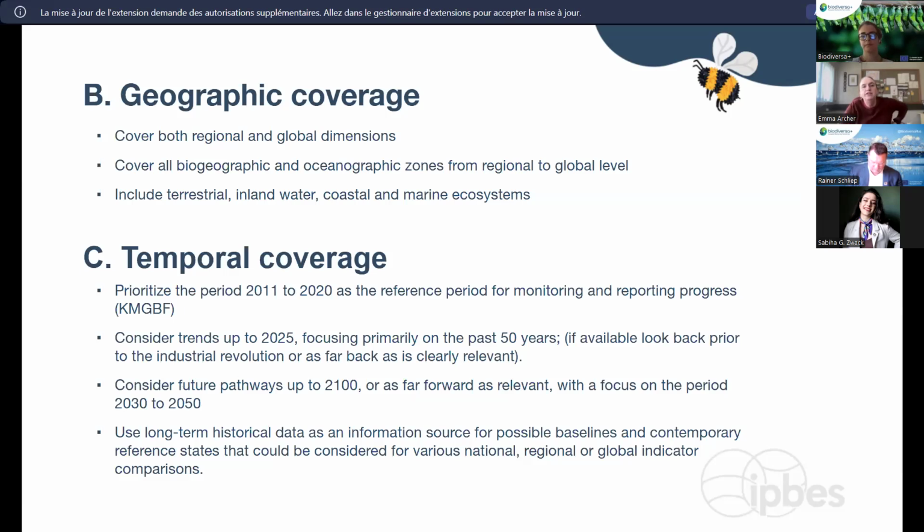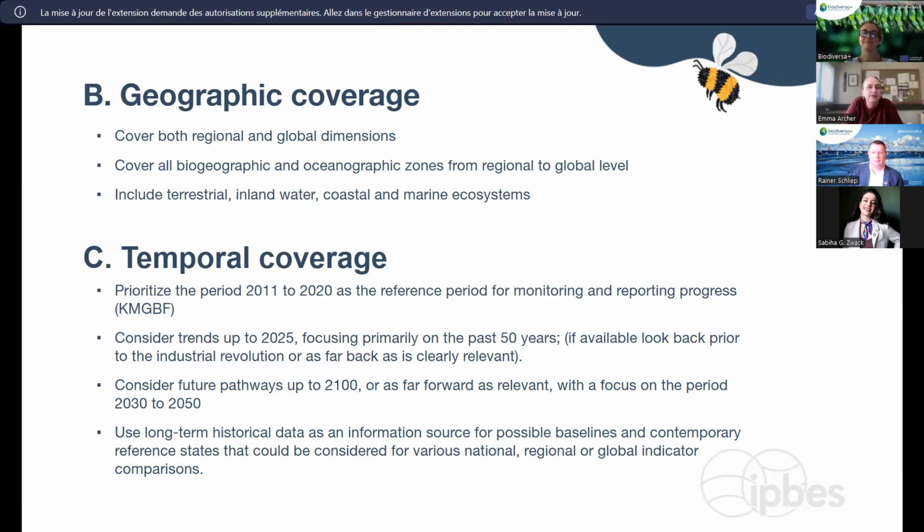So the geographic coverage is looking both globally and regionally. So IPBES has got particular regions that we look at, looking at all biogeographic and oceanographic zones from regional to global level, and then looking at terrestrial, inland water, coastal, and marine ecosystems. And just a clarification, we used to talk about freshwater ecosystems, but we now talk about inland water. That's our new terminology. It's rather more encompassing in terms of inland water ecosystems. Yes, my colleague Igor on chapter 3. We've had some very interesting discussions around that, and we feel that it's far more accurate.